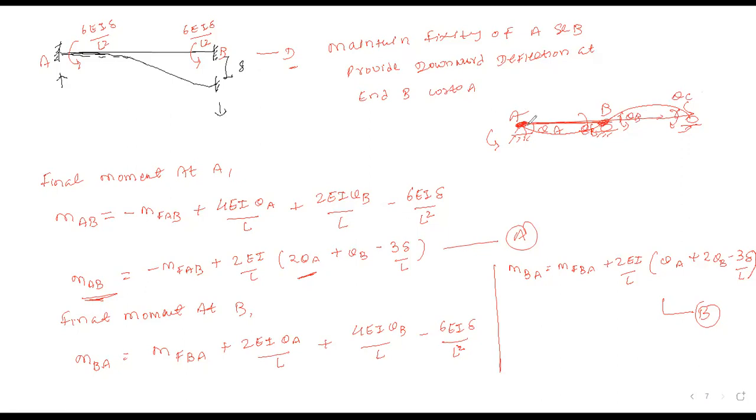Suppose we are considering joint A. In that case, we consider MAB, with two slopes, theta A and theta B. Since we are at end A, theta A is taken as twice theta A, and theta B is taken as theta B only. Suppose we are at joint B. In that case, we have MBA, again with two slopes: theta A is taken as theta A and theta B as twice theta B. You have to remember this equation in general context. Let us understand it with a simple example, and then we will finish our lecture.